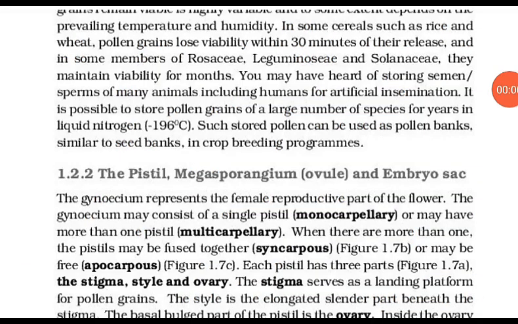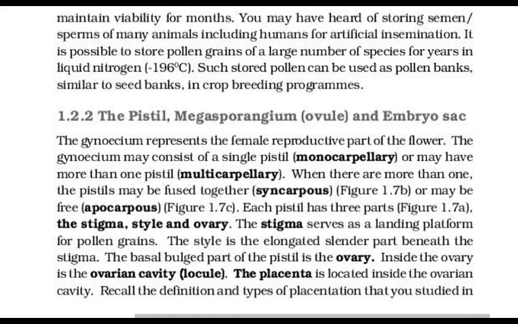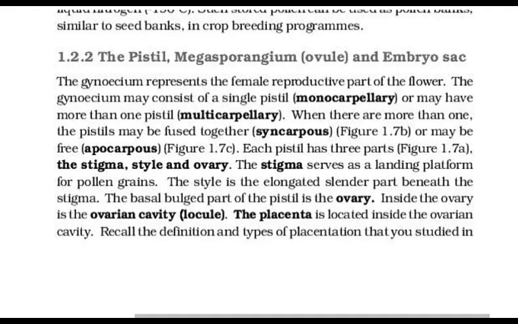Once they are shed, pollen grains have to land on the stigma before they lose viability, if they have to bring about fertilization. What has to be done for fertilization? Pollen grains have to land on the stigma before they lose viability. How long do you think the pollen grains retain viability?